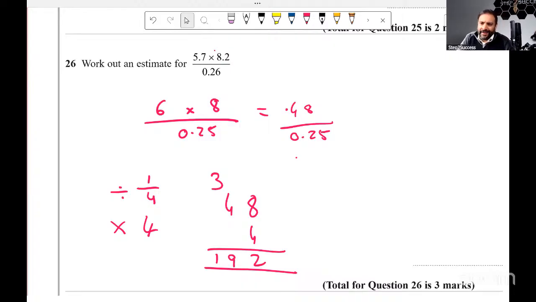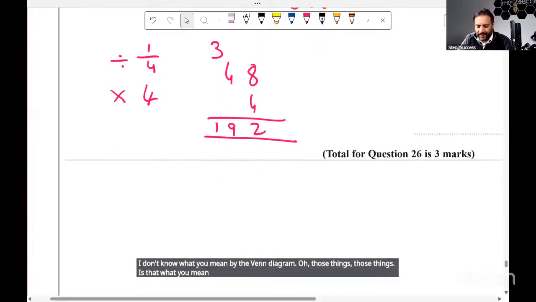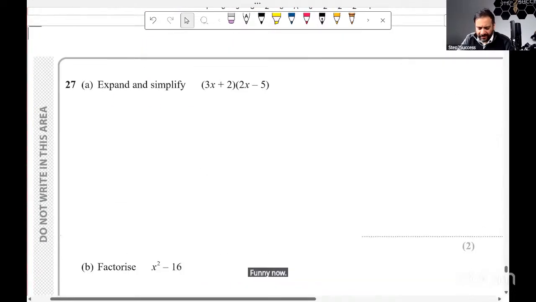I don't know what you mean by the Venn diagram annotation. Oh, those things. Is that what you mean by the Venn diagram annotations? Let me know. Yeah, depends what you mean.